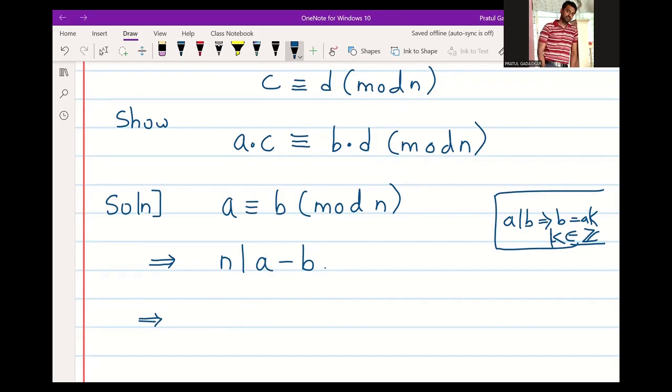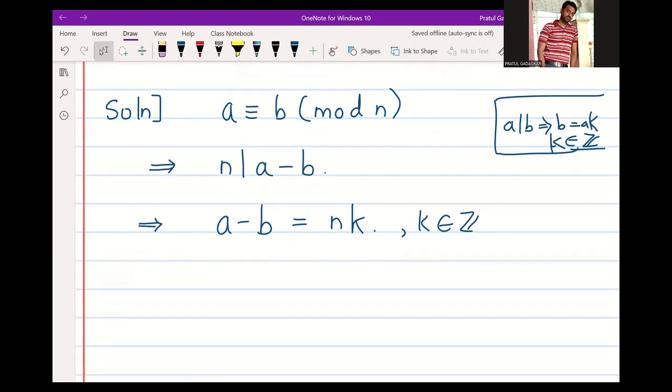So what will be the definition of n divides A minus B? A minus B is equal to n into K, where K is some integer. Let me write K1 for now, and later we will use another integer as K2. So this means that A minus B is nK1. I'm calling this equation 1.